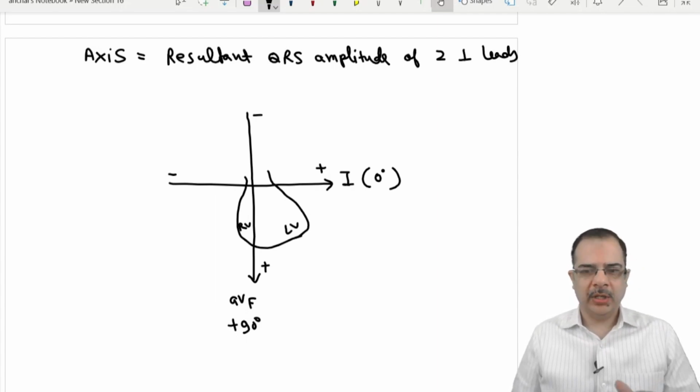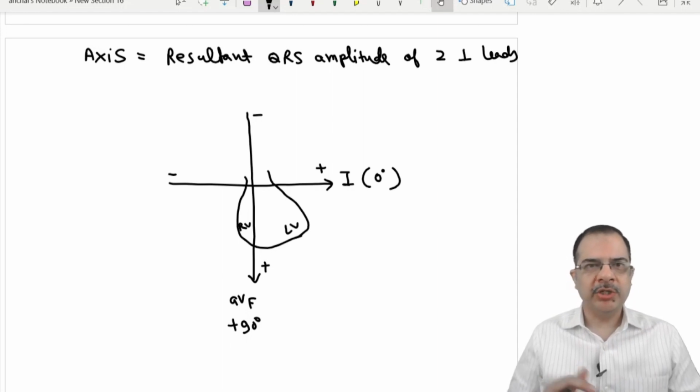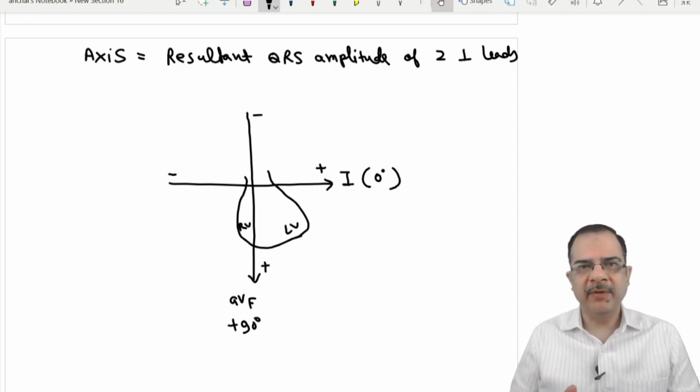Now what you have to do in a simplified manner, you just look at the QRS amplitude of lead 1, take the net amplitude of QRS in lead 1, and then see the QRS amplitude of AVF and draw on the respective positive pole side or negative pole side. For example, if in lead 1 QRS is positive, draw it on this side. If in lead 1 QRS is negative, draw it on this side. Similarly, if AVF QRS is positive, draw on the positive side, that is on this side, and if AVF QRS is negative, plot it here.